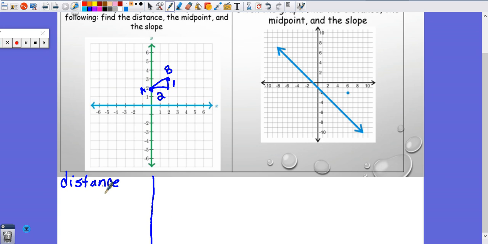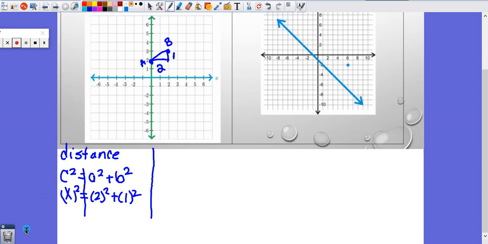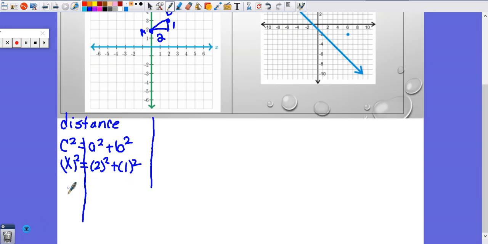Okay, so I get c squared equals a squared plus b squared. So here we get x squared equals 2 squared plus 1 squared. So x squared equals 4 plus 1. And if you need your calculator, babies, please use it. x squared equals 5. I'm using mental math, but you can put this in the calculator.